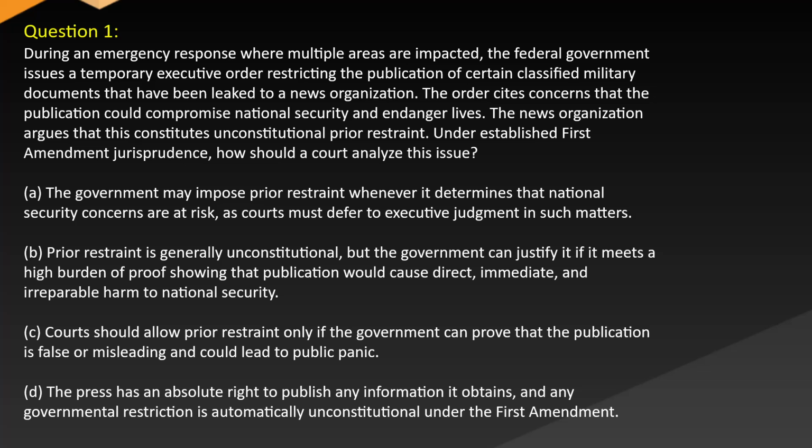A. The government may impose prior restraint whenever it determines that national security concerns are at risk, as courts must defer to executive judgment in such matters. B. Prior restraint is generally unconstitutional, but the government can justify it if it meets a high burden of proof showing that publication would cause direct, immediate, and irreparable harm to national security. C. Courts should allow prior restraint only if the government proved that the publication is false or misleading and could lead to public panic. D. The press has an absolute right to publish any information it obtains, and any governmental restriction is automatically unconstitutional under the First Amendment.